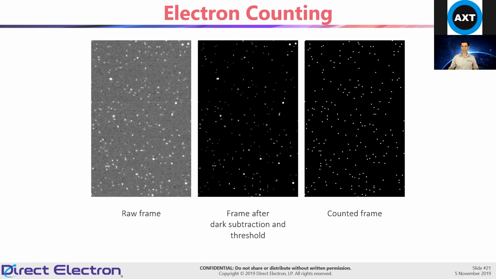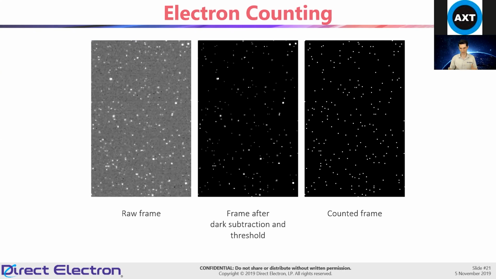But the counting in general is essentially the same thing. You have the raw image from the camera, which is represented on the far left with the raw frame. You then basically subtract the dark image from it and do thresholding. And thresholding is essentially, you try and set all of the background events that are non-electron strikes to 0. And then once you've centroided or identified all of the electron events, that gives you your counted frame.